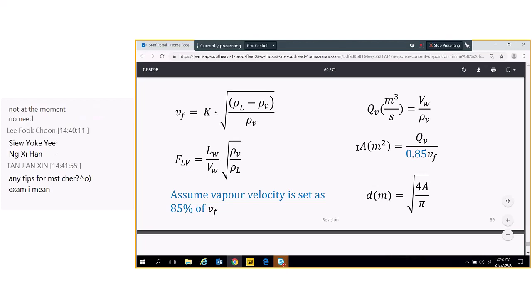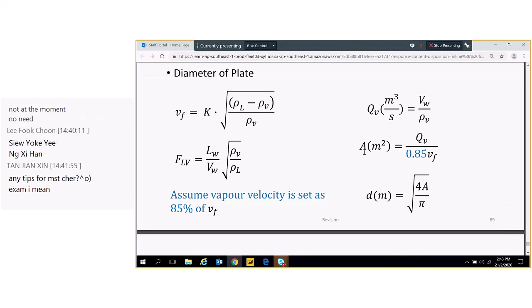Now, with 0.85, your area is more than expected. Instead of just doing QV over VF, now you divide by 0.85, so your area increases. Your area increased means your tray diameter increased. This is to allow us some margin of safety as far as the flooding is concerned.